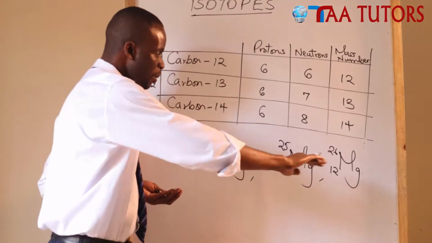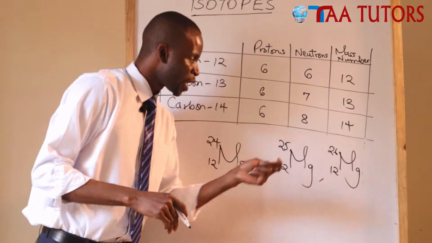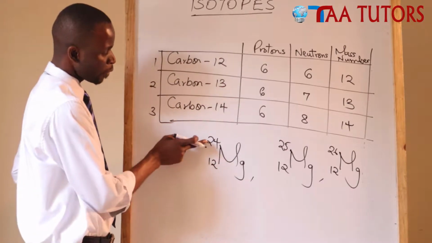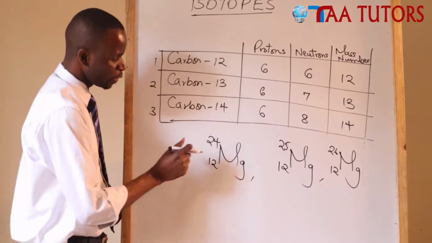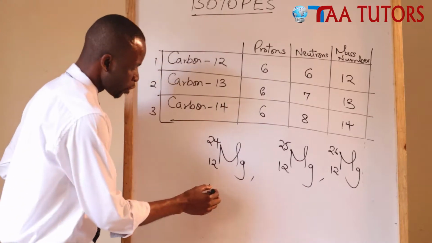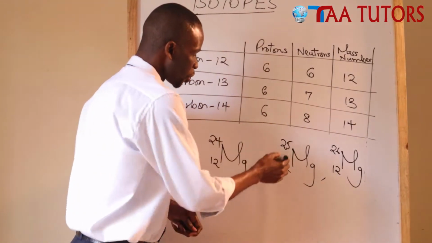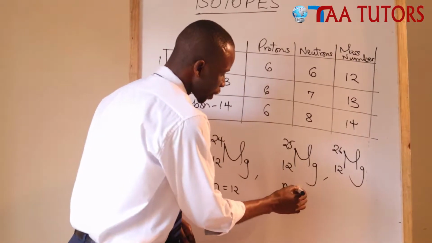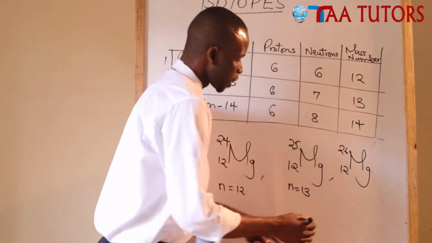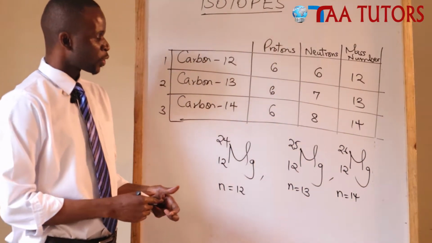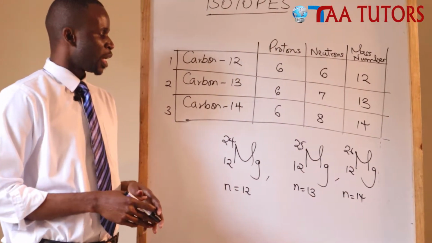So the atomic numbers are the same, but the mass numbers here are not the same. If I try to get the neutron number, I'll subtract proton from mass number here, which will give me 12. So the neutron number here is 12. If you look at here, the neutron number here is 13, and the neutron number here is 14. So these are isotopes of magnesium.